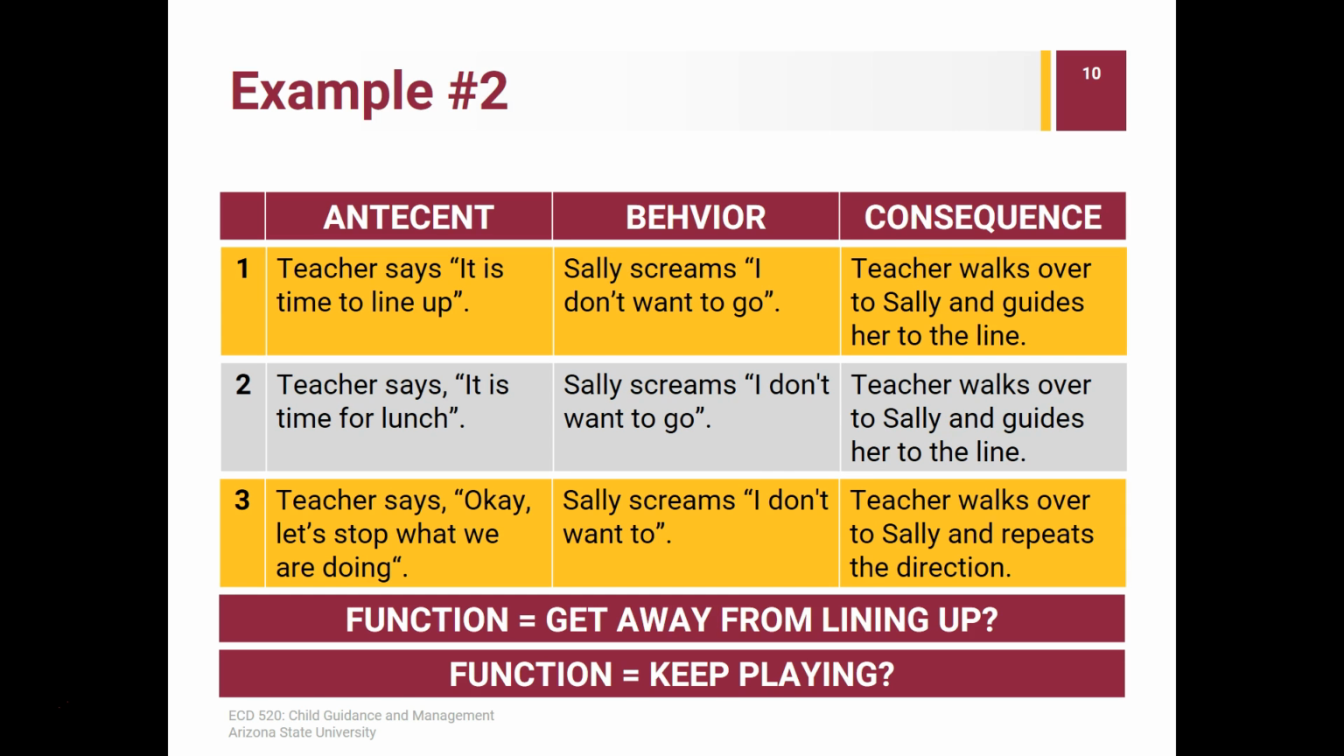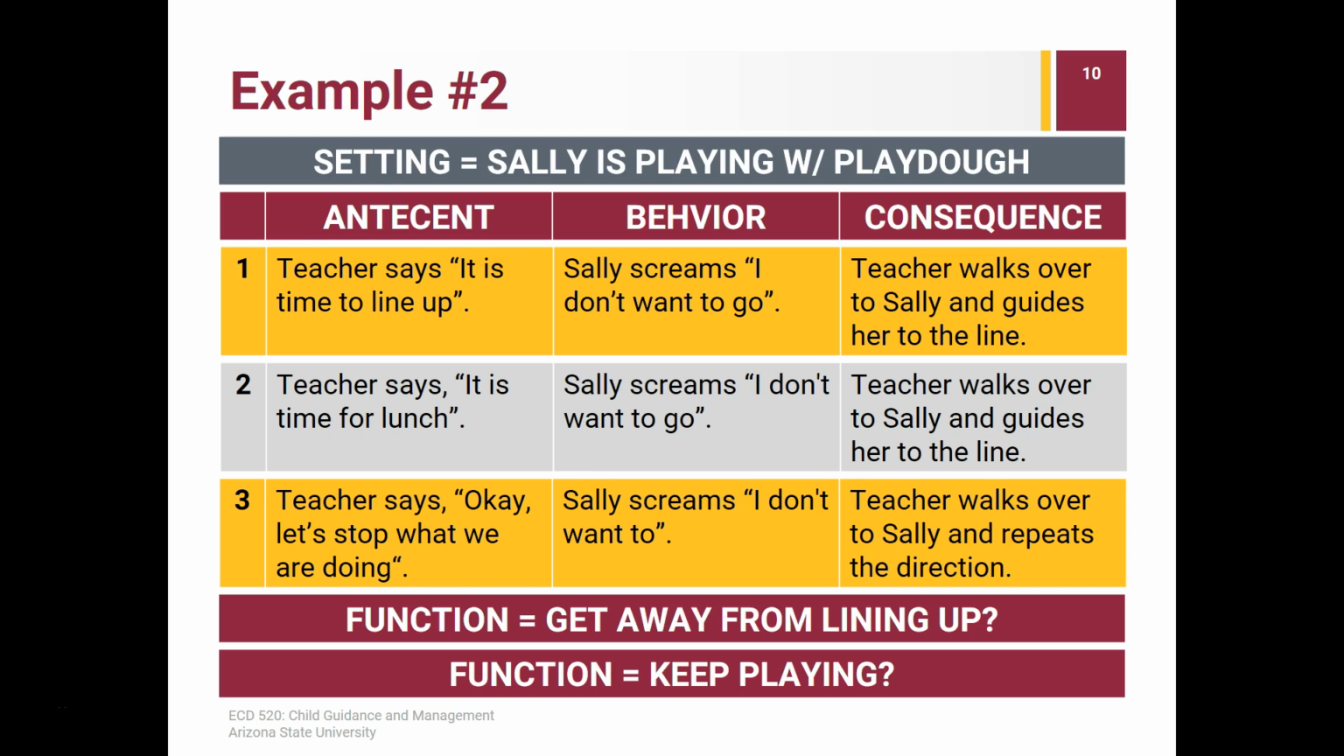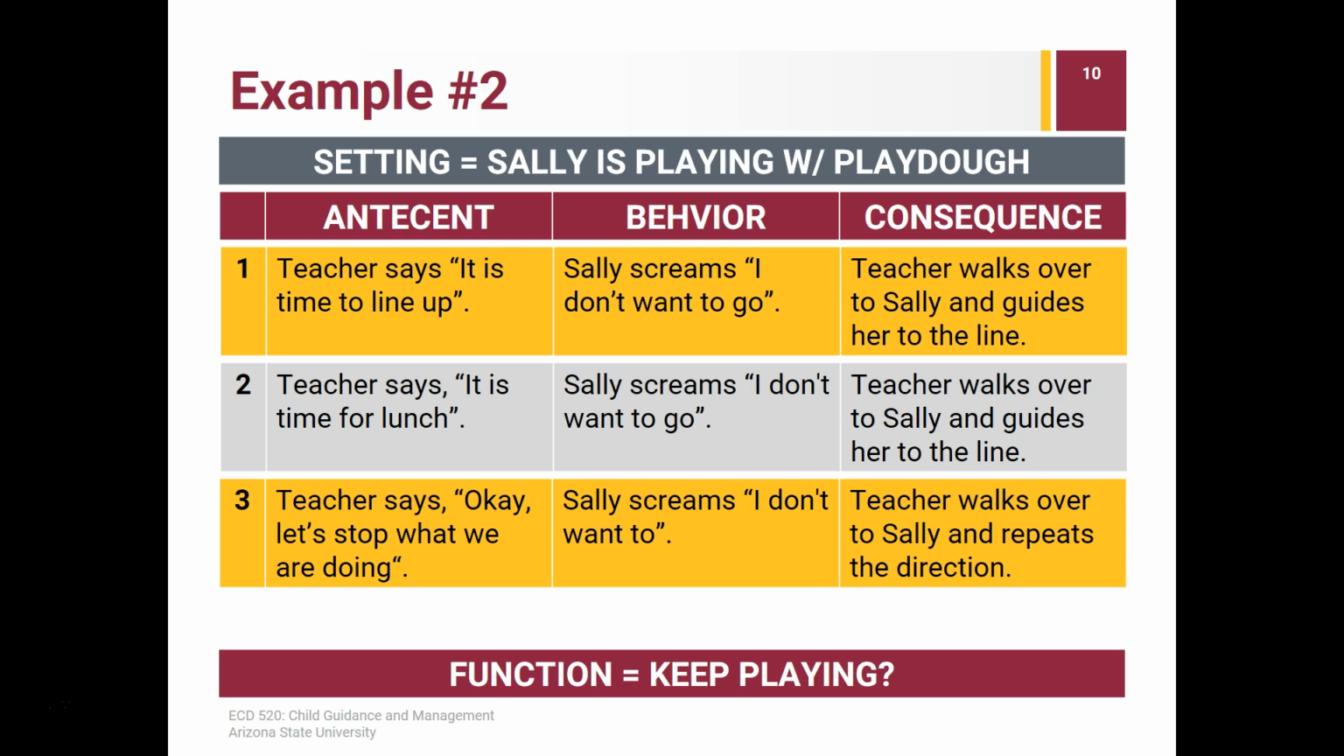What if I tell you that the previous scenarios only happened when Sally was playing with Play-Doh? Does this change what the function of the behavior might be? In this case, I would guess that Sally wanted to keep playing Play-Doh rather than trying to avoid lining up. She liked lining up and going to other activities and usually wanted to be the line leader. So Play-Doh might be part of the trigger that increased the likelihood of the behavior occurring.